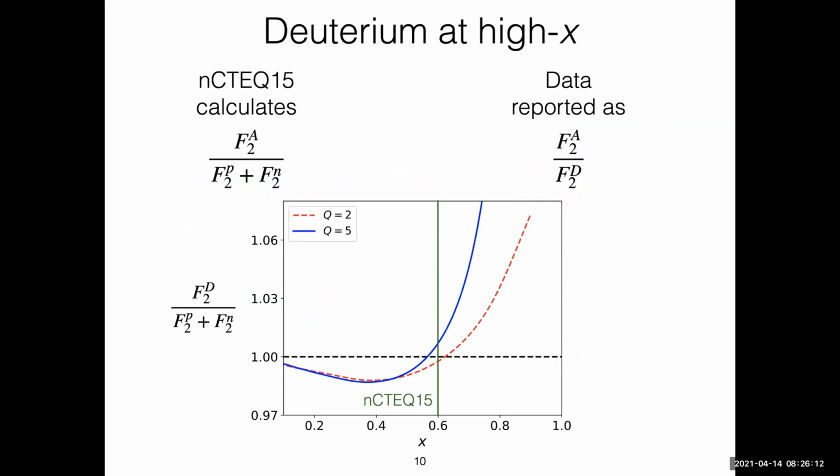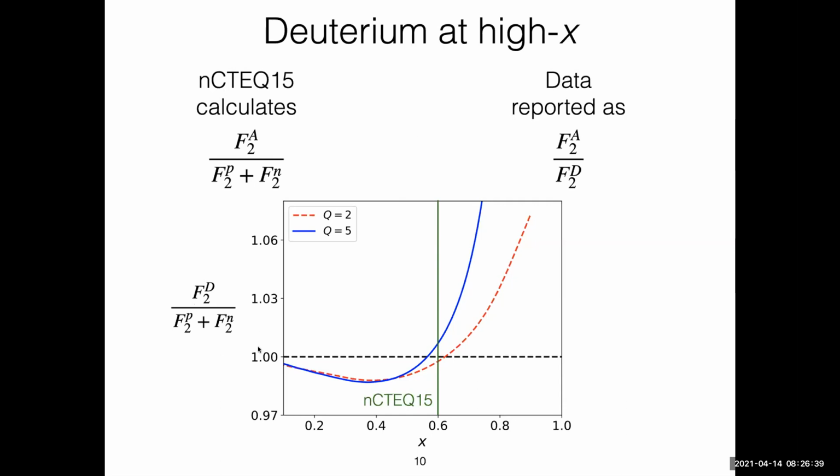As I mentioned, deuterium also becomes pretty important. The data are traditionally reported, or at least the DIS data are traditionally reported, as cross-section F2A relative to F2D. However, in nCTEQ15, what was actually calculated was F2A, but the denominator was P plus N and not F2D. And so essentially this is wrong to the level of how different D is from P plus N.